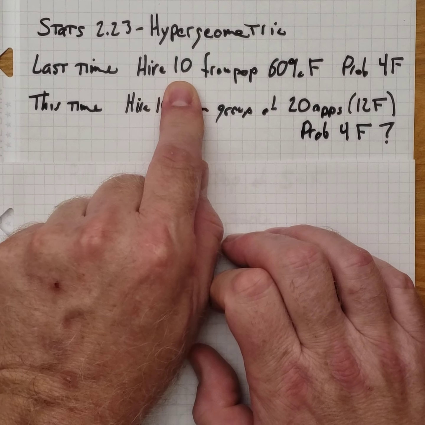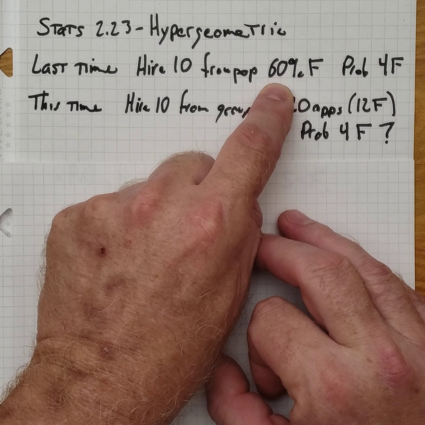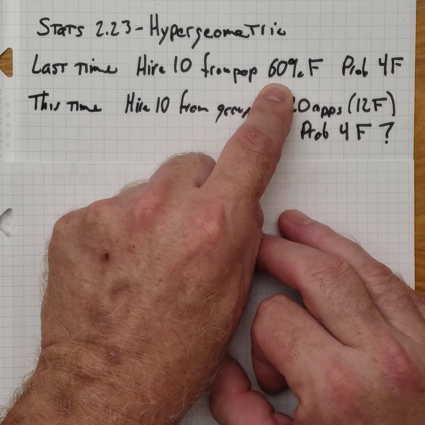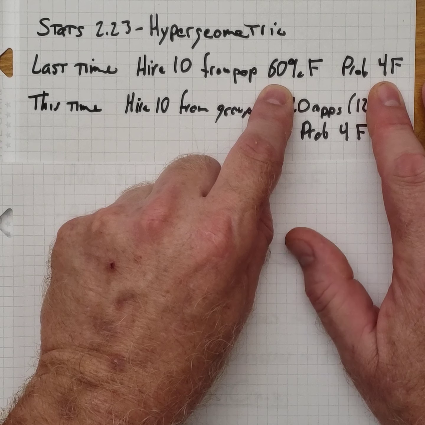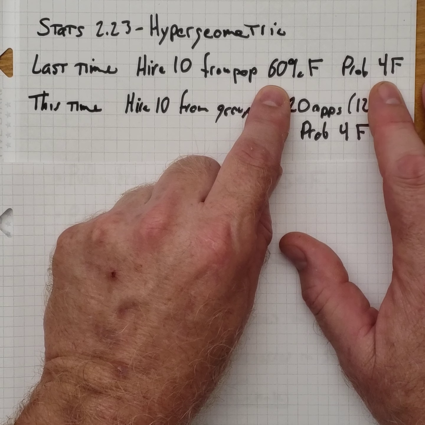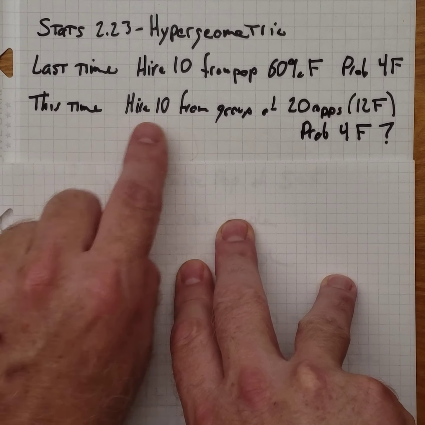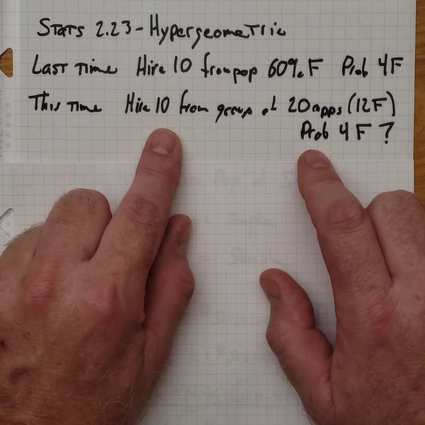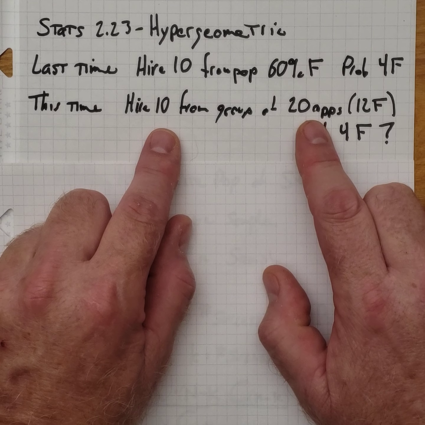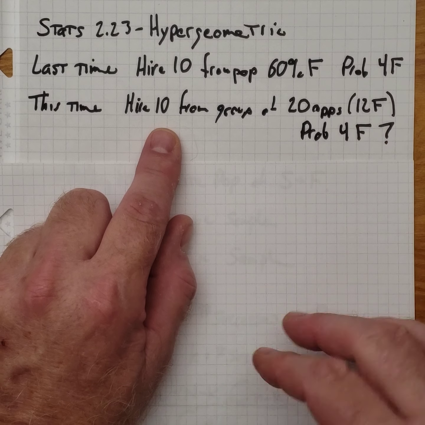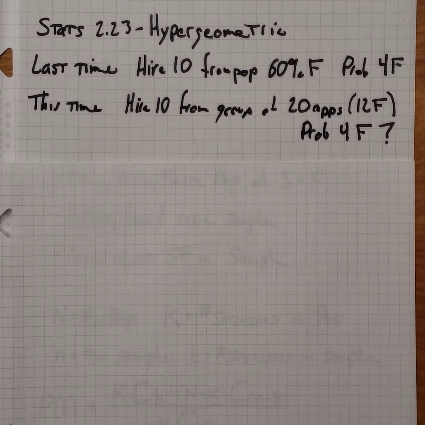So we're hiring 10 people, that's 10 trials. If 60% of the population is female, then we have a probability on each hire of 60% success being female, and we care about the number of successes we get within our trials or our samples. Let's change that a little bit. Let's say that this time we're hiring 10 people, but we're looking instead at the applications that we've received. We've received 20 applications and 12 of them are female. That's 60%. What's the probability that 4 of our hires are going to be female?